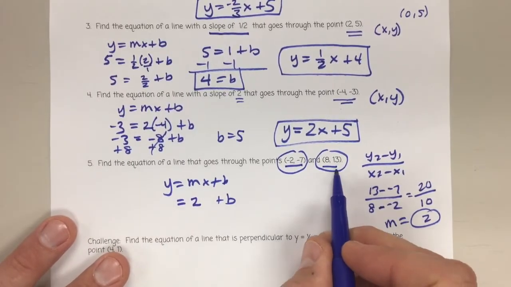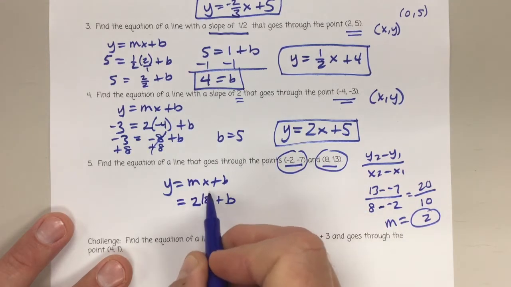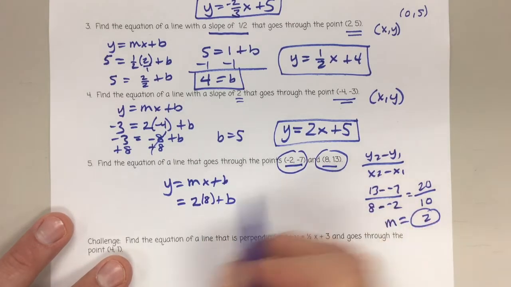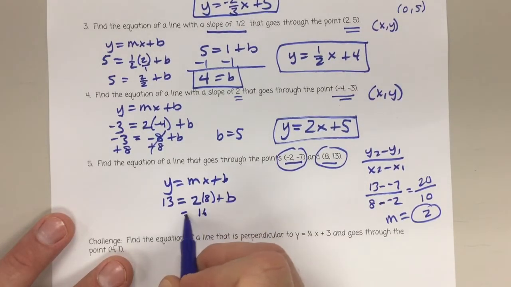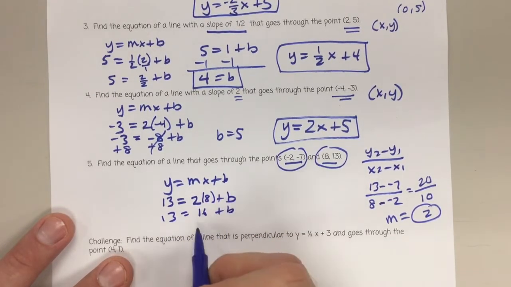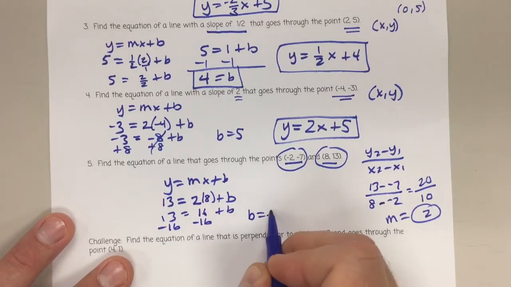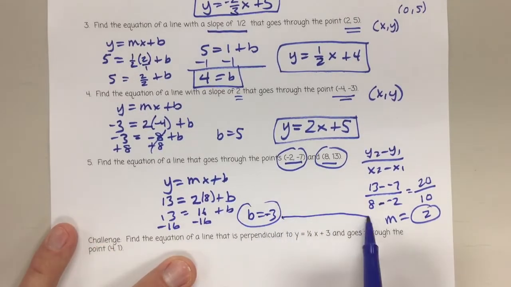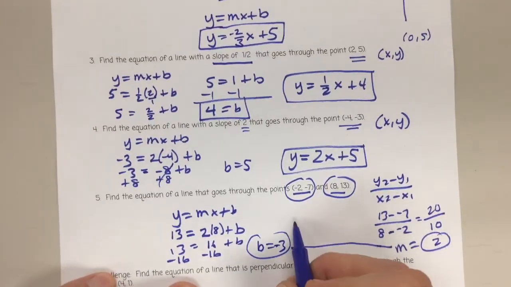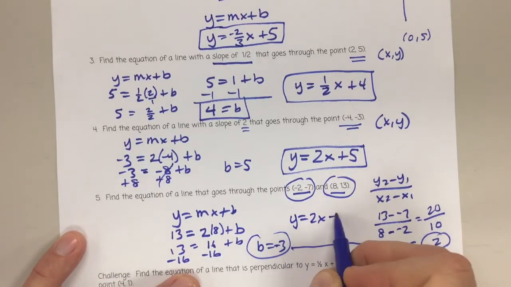So let's plug in the second one since it's all positive. So the 8 is x. Remember, the first number is an x, so that goes here. And the 13 is the y, that goes here. So 2 times 8 is 16. Then I subtract 16 from both sides. I get b is negative 3. So now I have the slope and the y-intercept together, so I can write my equation. So it'll be y equals 2x minus 3.